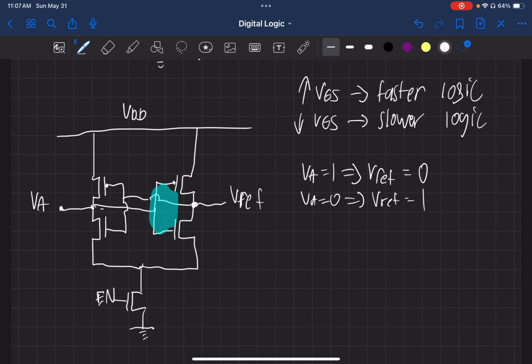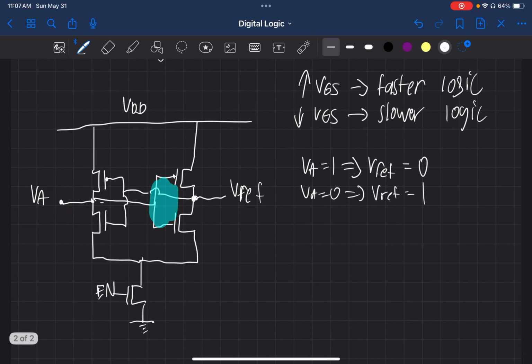So this is what I mean by amplifying. In the end, maybe they started out, I'll use that example where VA is like 0.9 and VREF is 0.5 volts. So VA is almost one or almost zero. Basically, it's going to have a stronger drive strength than 0.5, so it's going to win.